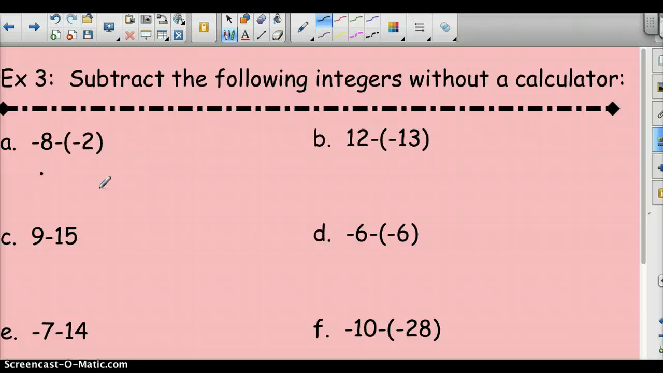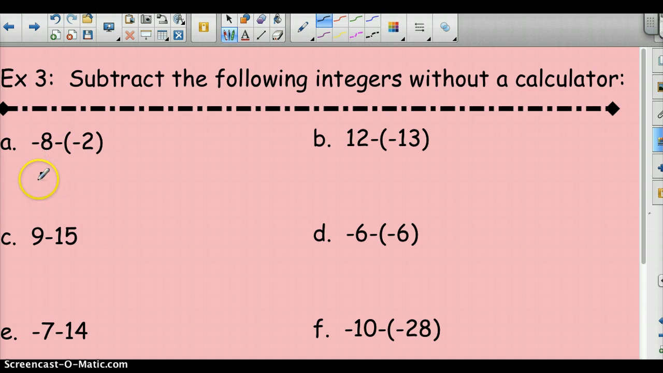Or don't, and just get it wrong when you come back to class. Your call. But you'll be expected to do this without a calculator. Let me emphasize that, without. Tomorrow when you come back, your starter will be without a calculator. Got to know how.